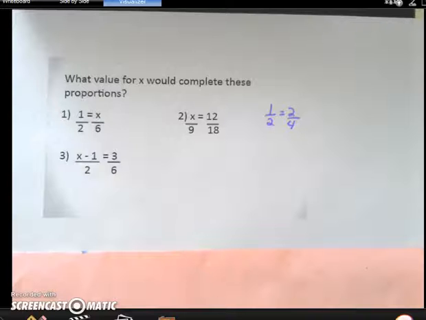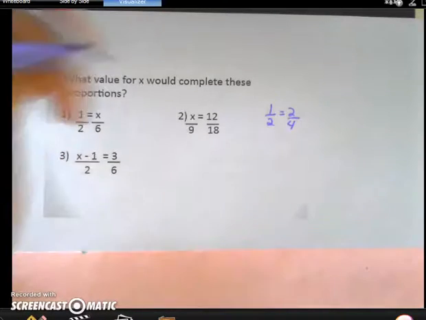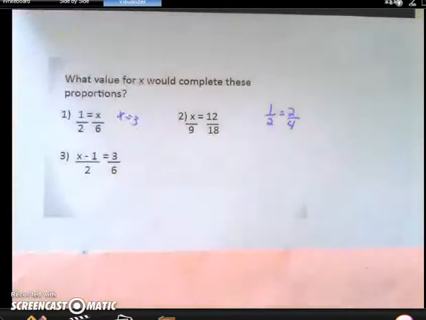Okay. So first off, I want you to look at these three proportions and see if you can solve them just by using guess and check. So take a second, pause the video if you want, just to try and solve for what x is. Okay? So looking at the first one, we want 1/2 to be equal to x over 6, so that would mean that x is equal to 3, because 3 over 6 is the same as 1/2.